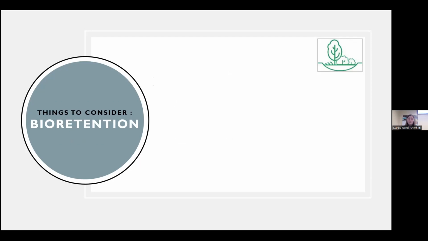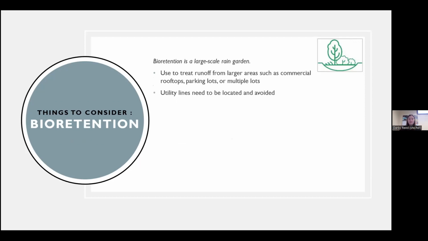For bioretention, bioretention is essentially a large scale rain garden. So all the same rules will apply here, except it is used to treat larger areas such as commercial rooftops, parking lots, multiple lots. But again, utility lines need to be located and avoided. So bioretention cannot go above any underground utility lines.